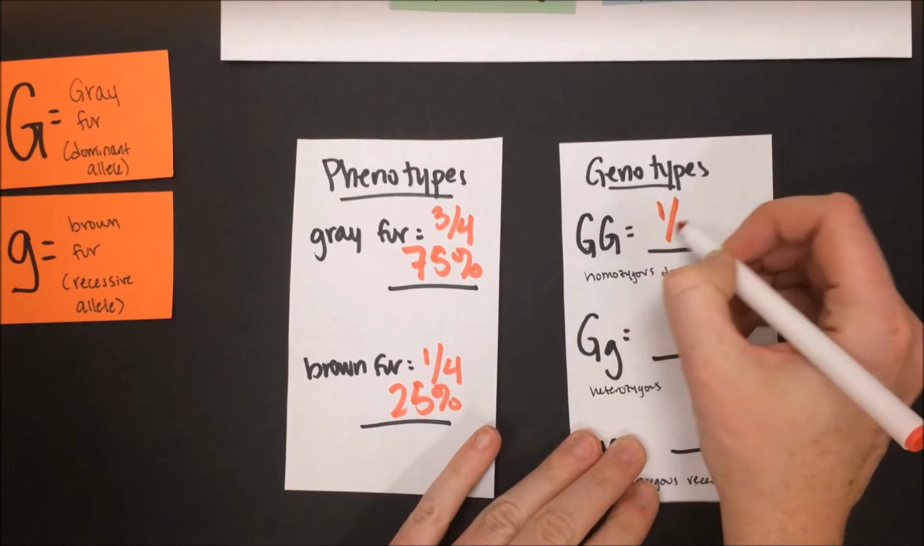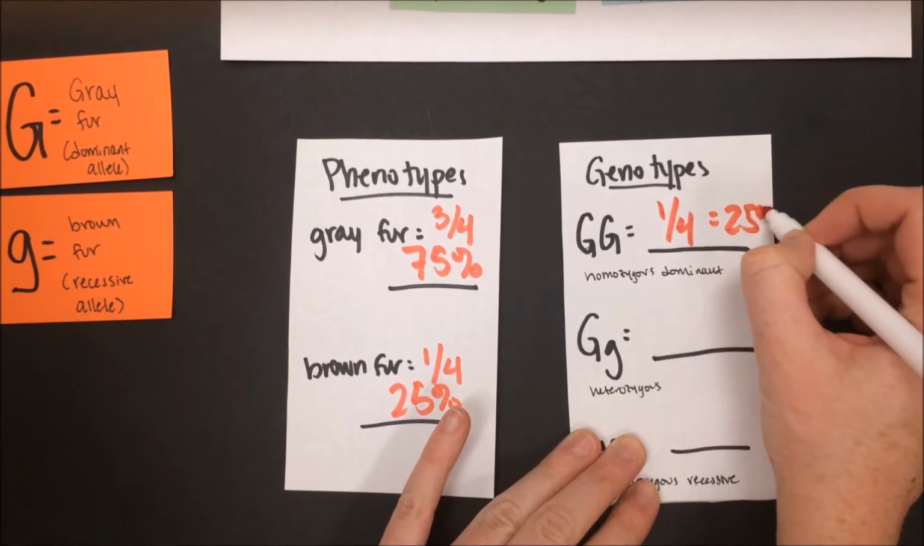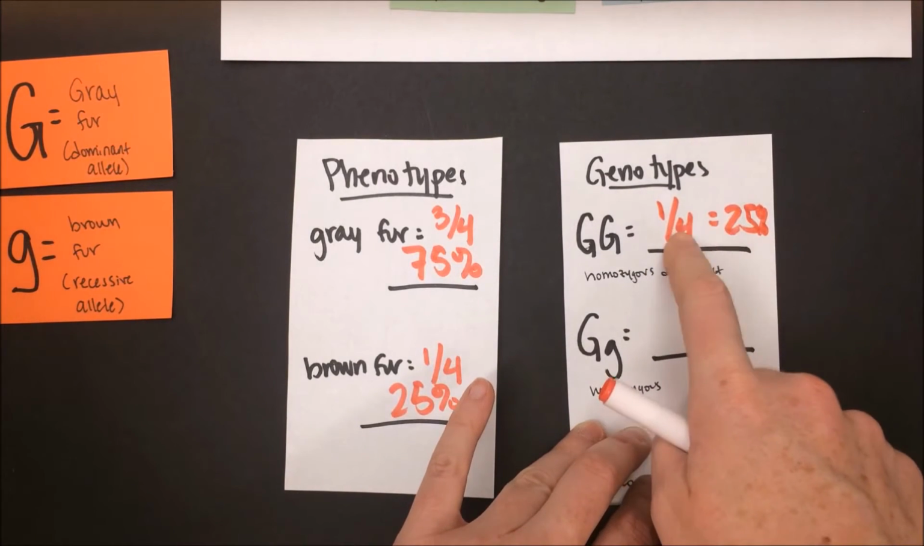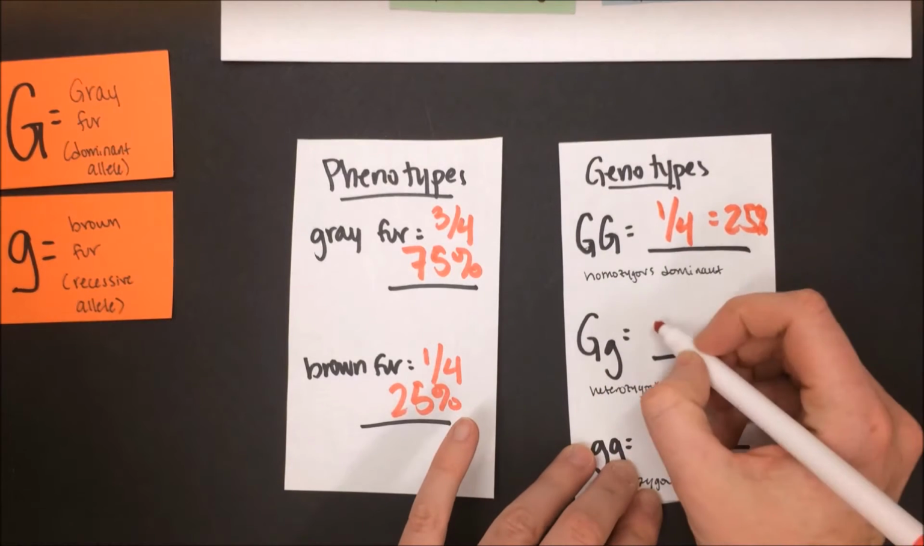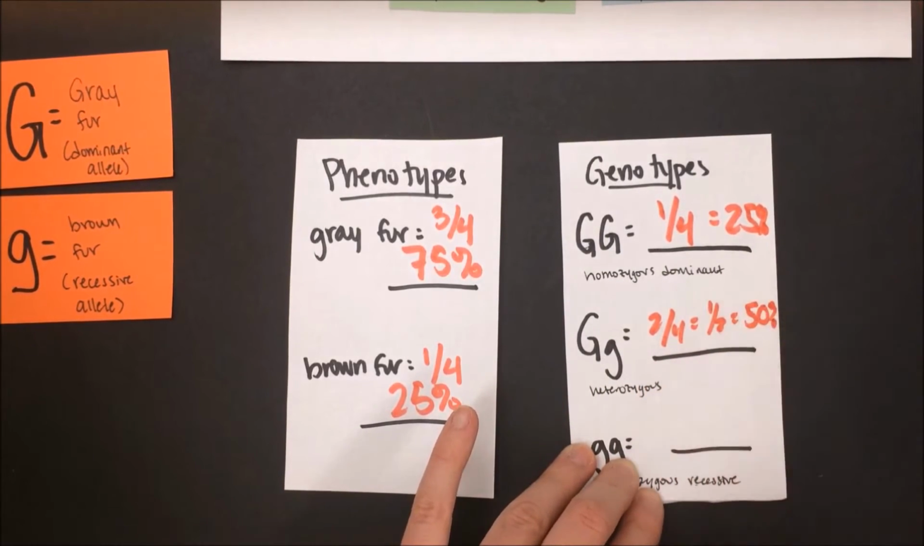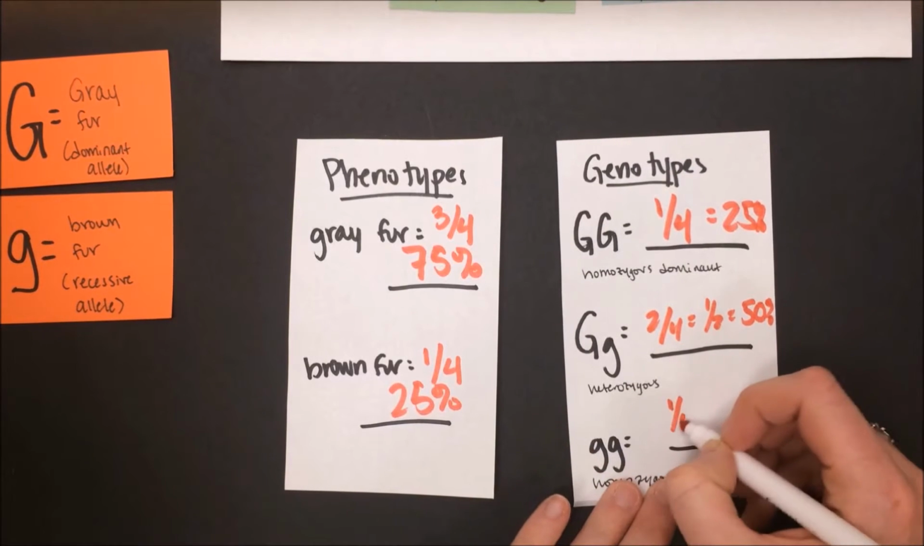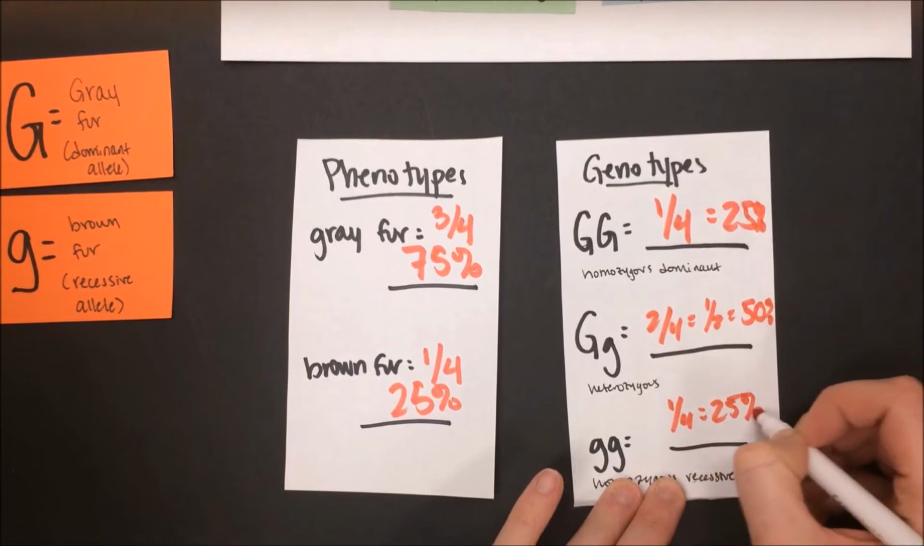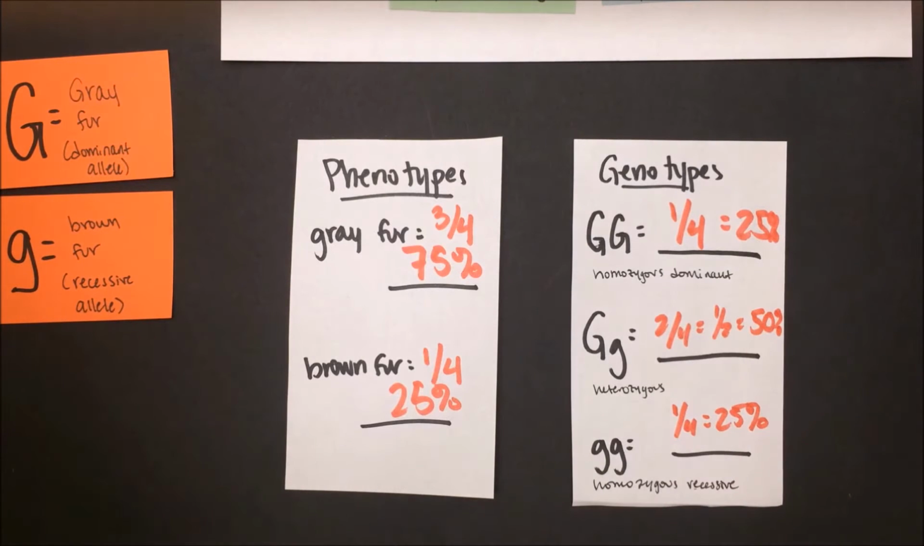We had 1 out of 4, or 25% of the possible offspring having this homozygous dominant genotype. We had 2 out of 4, or 1/2, or 50% with the hybrid genotype, and 1 out of 4, or 25%, with the homozygous recessive genotype. When you're doing these Punnett square problems, you want all of your percentages to add up to 100, obviously. That's how you know you did it right.